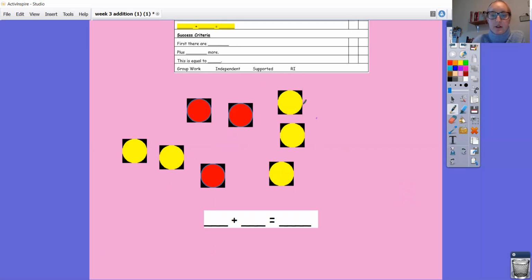So now I've got some more counters and I've just got the number sentence underneath. So I want you to help me use this representation to write this number sentence. So let's check first, how many red counters are there? So first there are 1, 2, 3. So we can say that first there are 3 red counters. Plus, how many yellow counters? Can you count them for me?